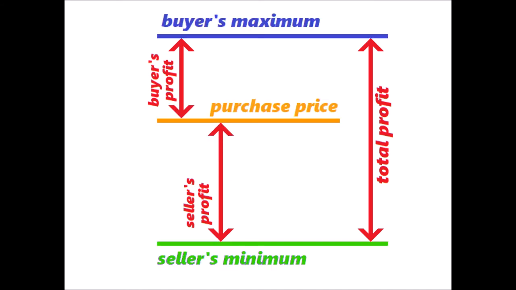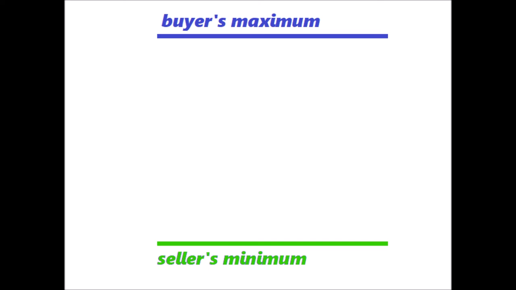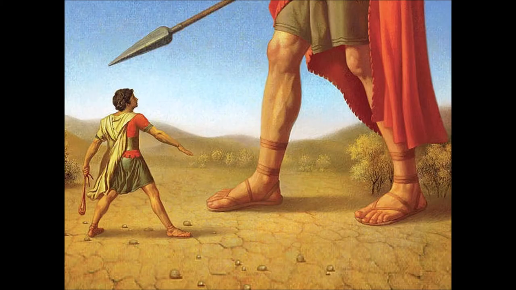Can it ever happen that the two traders profit equally? Yes, if the purchase price is exactly halfway between the maximum and minimum prices. But that rarely happens, for a couple of reasons. First, each trader wants to maximize her own profit, so she's not likely to reveal her chosen extreme value to the other trader. And second, generally the traders are not in equally strong bargaining positions.